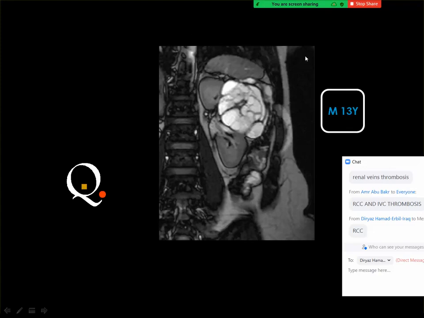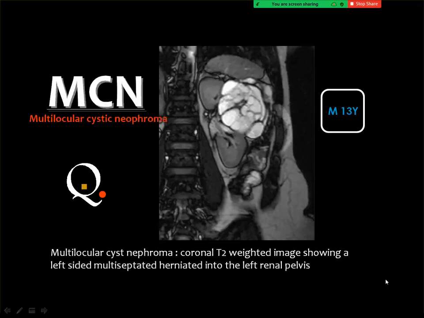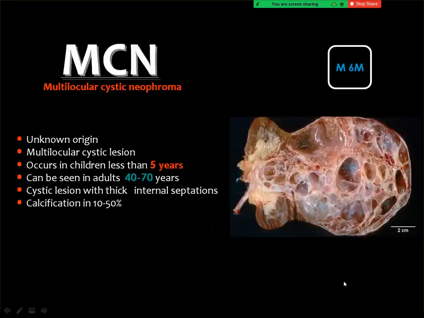Okay, you have a multilocular cystic lesion in the left kidney with no apparent mural nodules, and this is the right answer: multicystic nephroma or multilocular nephroma. This is right. Or Bosniak grade 3 classification. This is multilocular cystic nephroma.